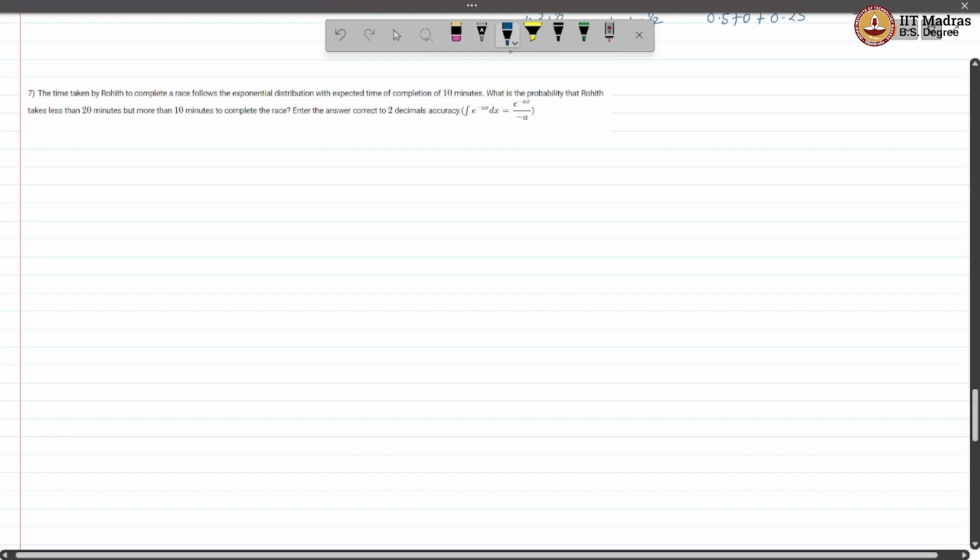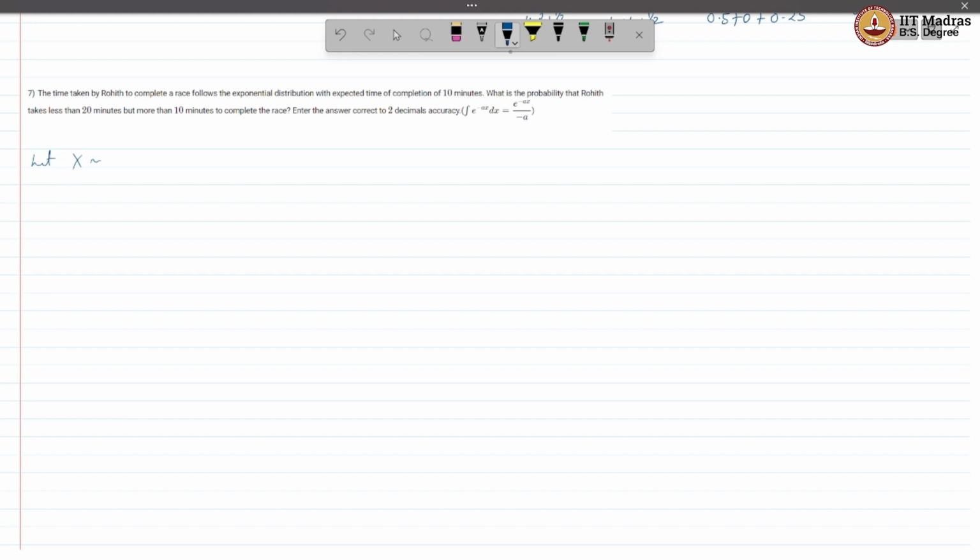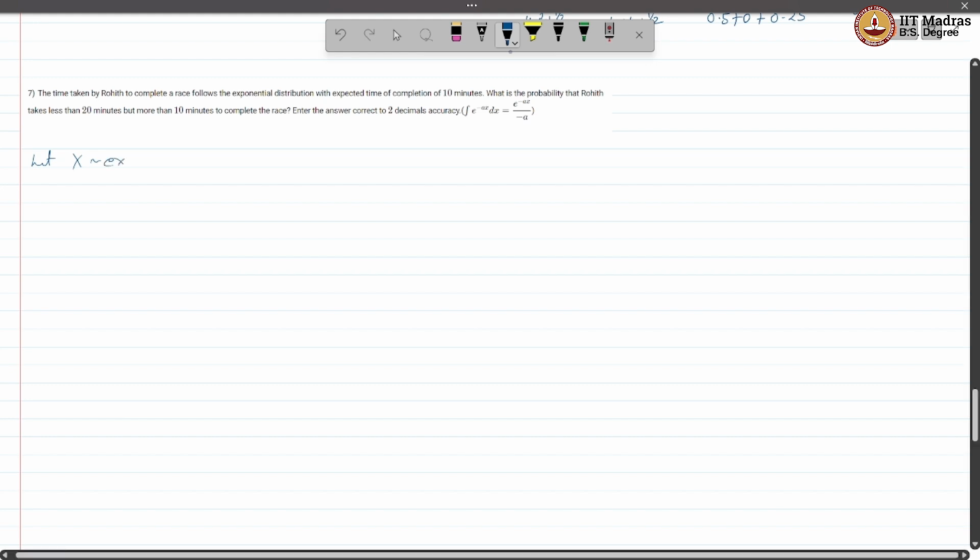So let x be the random variable associated with number of minutes required to complete the race. So x is following exponential distribution, and it is given in the question that the expected time of completion is 10 minutes. So this implies that 1 by lambda, which is expected value of exponential distribution, is equal to 10. This implies that lambda is equal to 1 by 10.